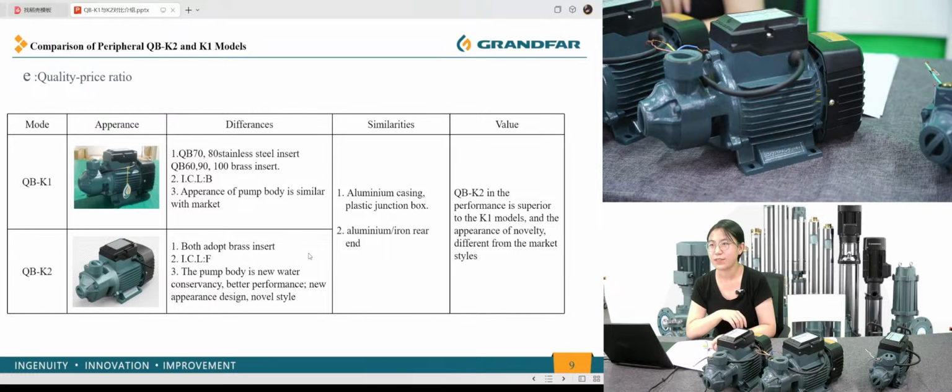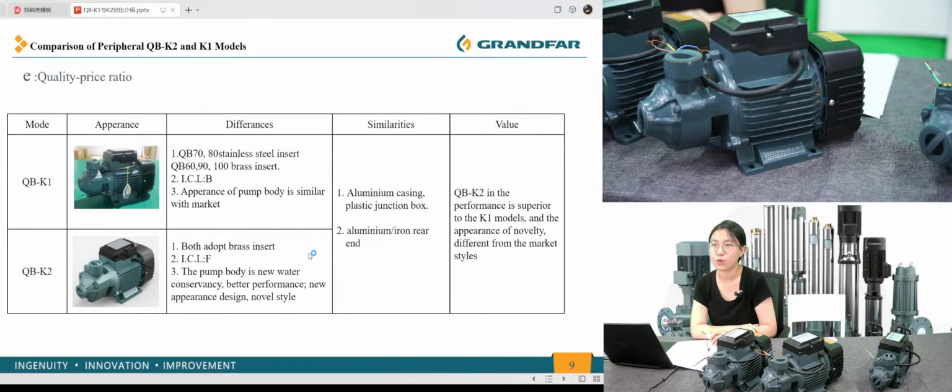So no matter their differences, they also have some similarities. Now let's look, we can conclude two points of similarity. The first is that these two kinds of products both use the aluminum casing and the plastic junction box. And the second is they both use an aluminum or iron rear end. That is their similarities. And lastly, I'll tell you why you can choose our new product.